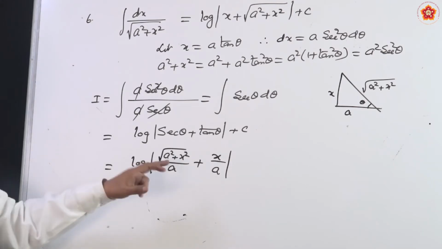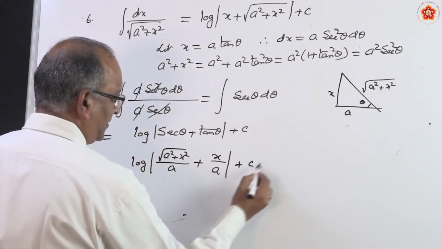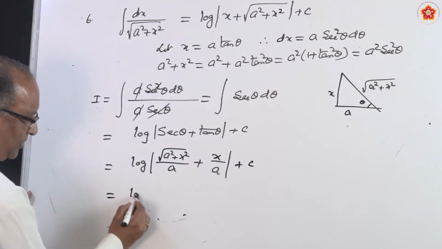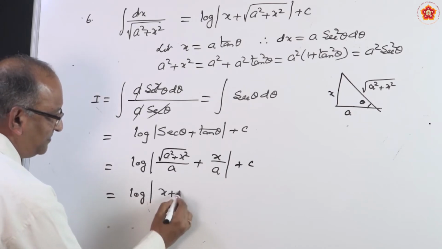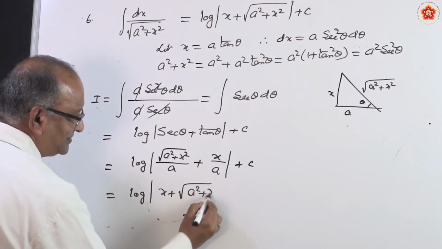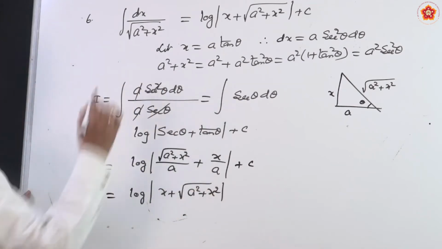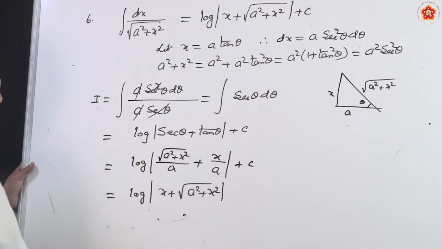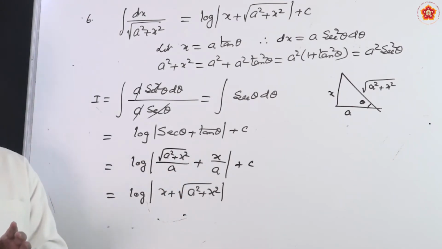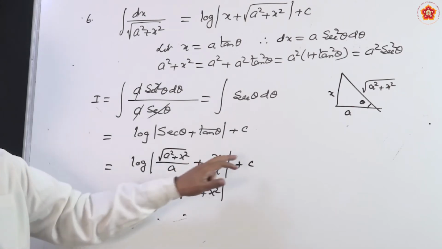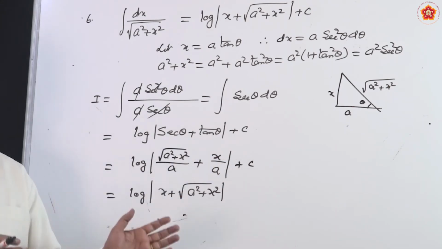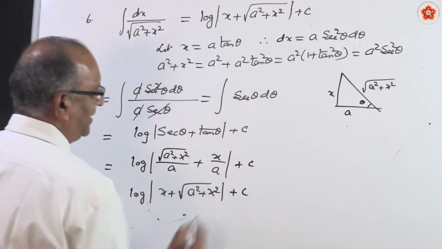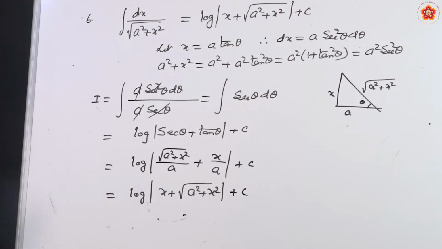Okay, plus c. Both have got common denominator a. So, this can be written as log modulus of x plus under root of a square plus x square minus log a, because this a is in denominator, log m by n is minus log a. But remember that minus log a is nothing but a constant, and we are already writing constant. So, minus log a, when you merge with c, you can write it as just c. You do not need to write minus log a, and this is the formula.